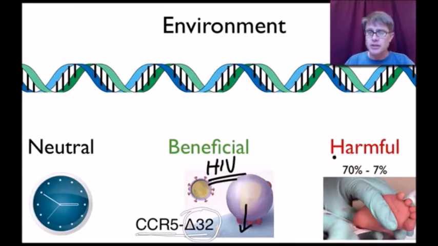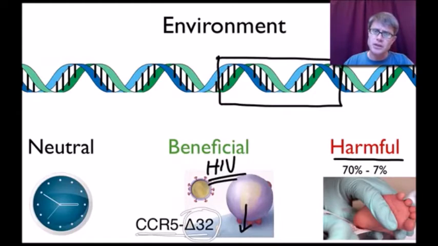However, most of the mutations are going to be harmful. Harmful to that individual, and if it's in the germ cells, harmful to generations that come after that. And I wrote 70% and 7%. What that means is that if the mutation occurs within a gene, 70% of the time that change within the gene is going to cause a harmful mutation. If it's outside the gene, only 7% of the time it is.